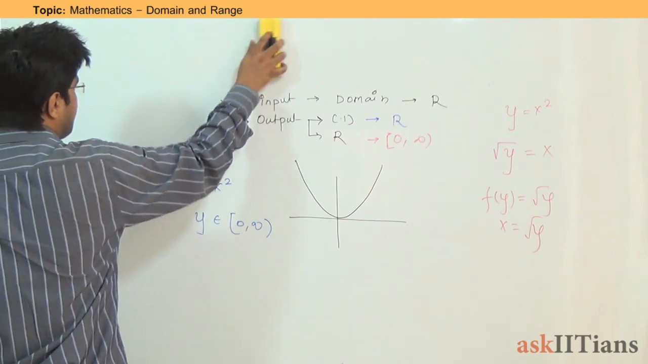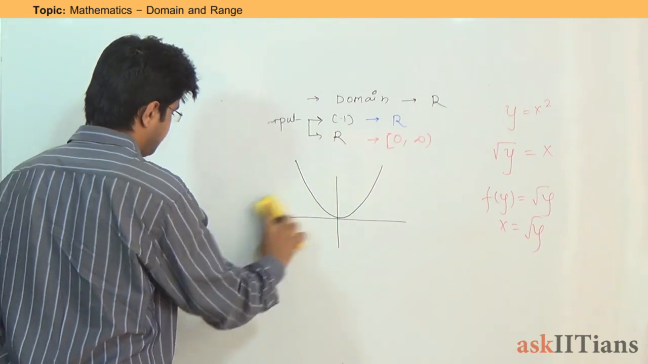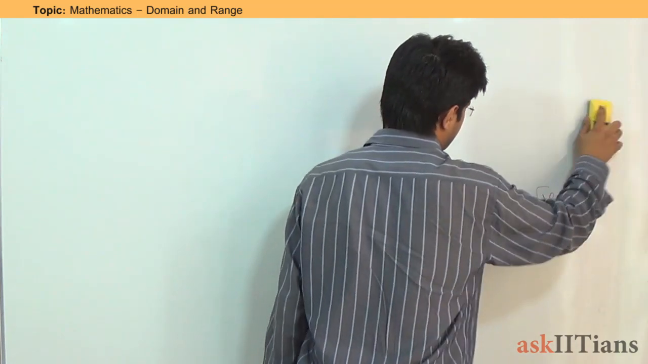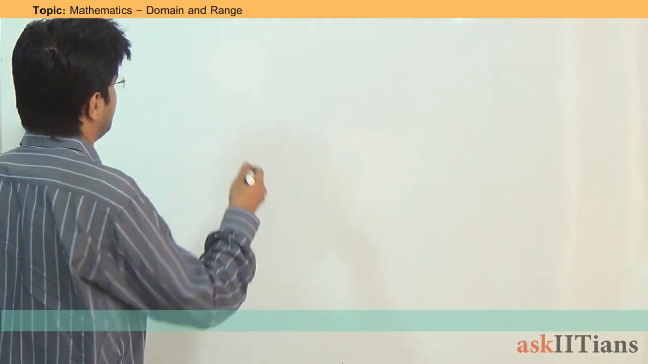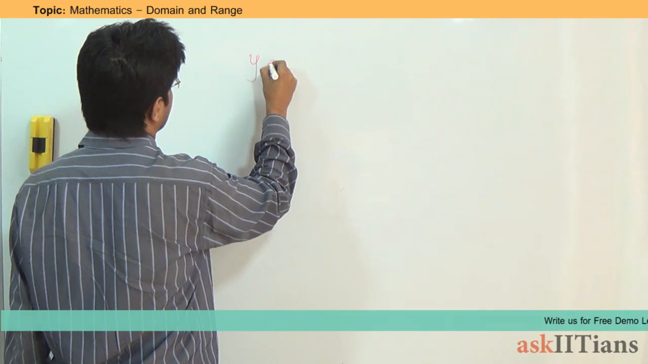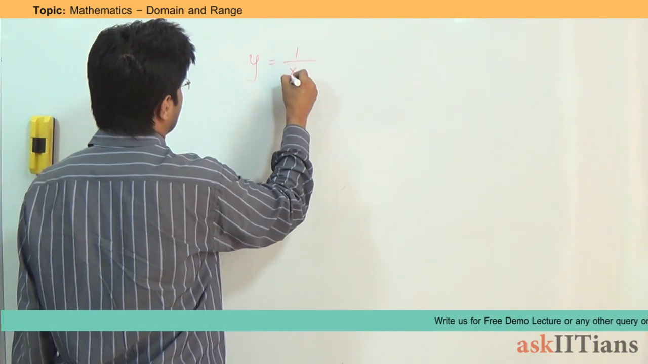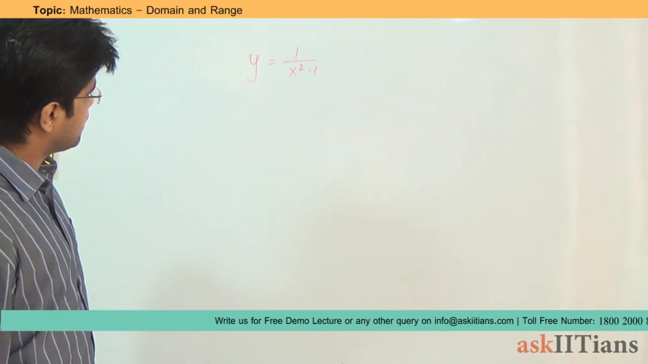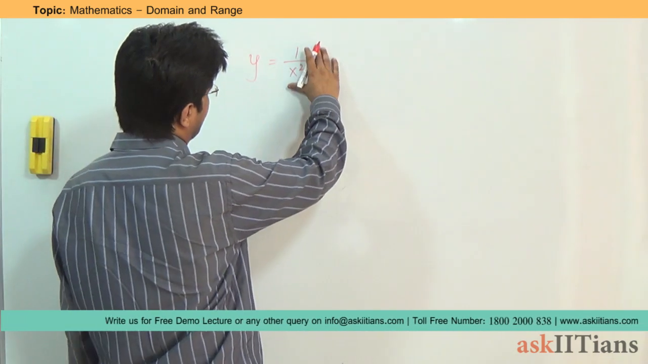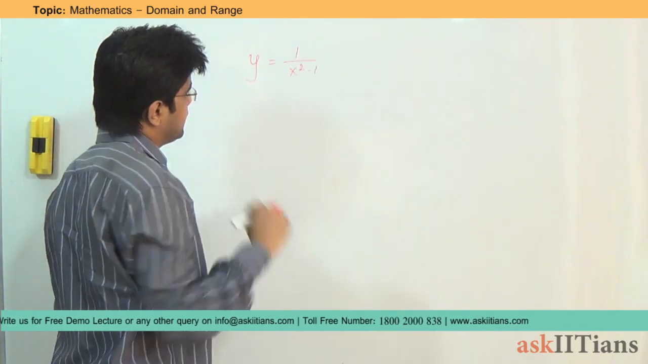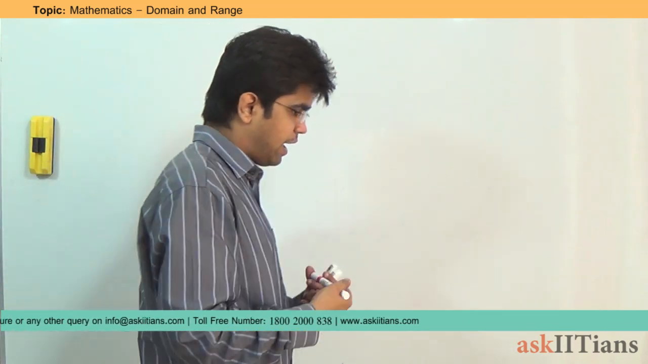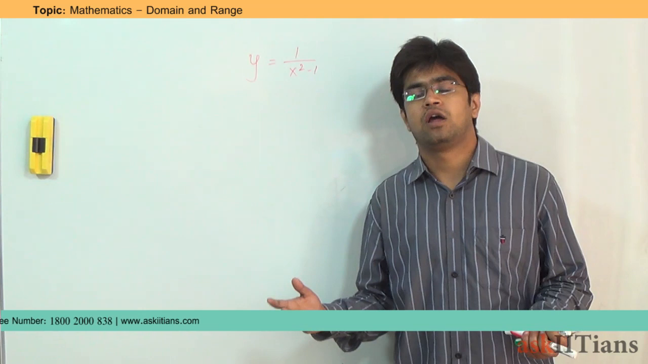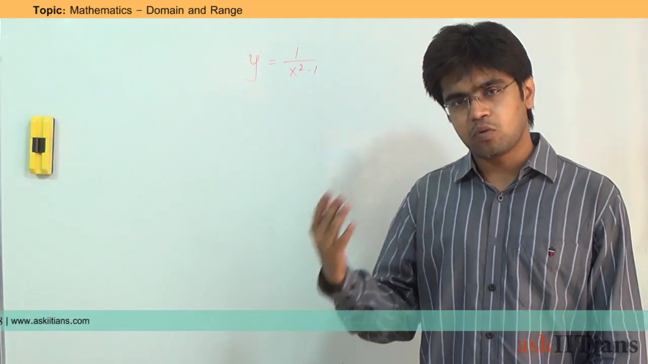If you're still not getting it, let's take one more example. Let's talk about this function. Let's look at this part: 1 upon x squared minus 1. As I've said, there are some values which are not valid inputs. Why are they not valid inputs?